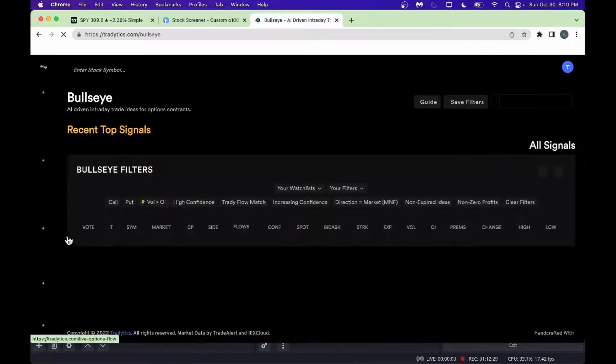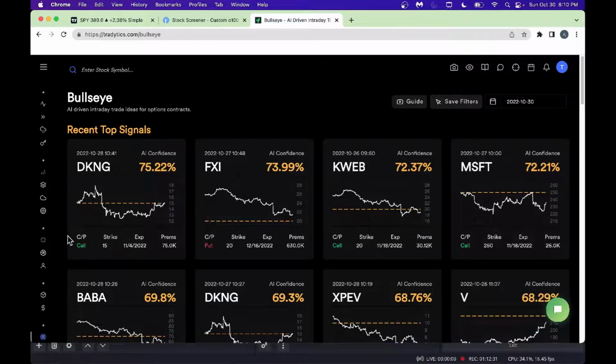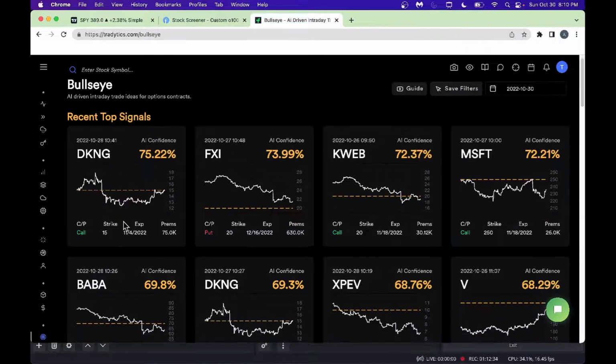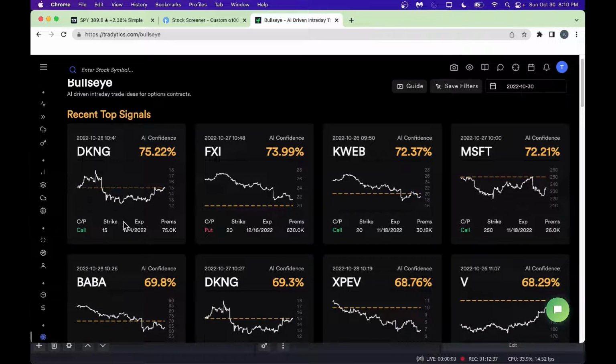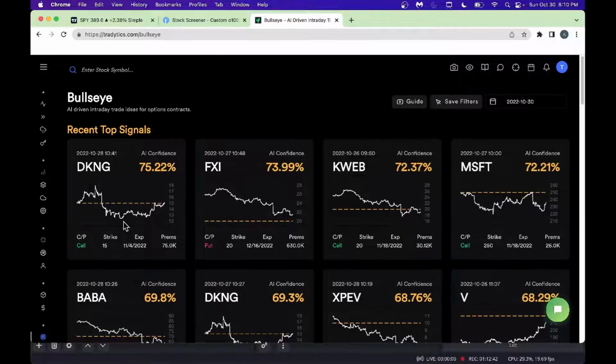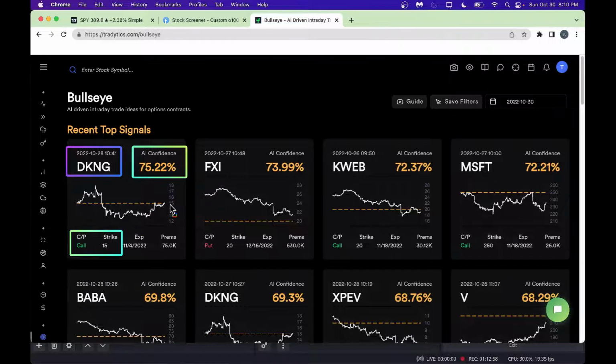Bull's eye is for the day traders. If you're a day trader trading options, probably you should look at the bull's eye here. Instead of hunting for which stocks to trade options for, you could just look at this bull's eye. It tells you, hey, you know what, we got DraftKings here, and DraftKings can go higher. Confidence level is 75%, and you can buy call option 15 strike price here. Stock price at about $15, as you can see here. Expiration date, it's 11/4, which is next Friday, and there's a nice premium, as you can see here. So you could play along here.